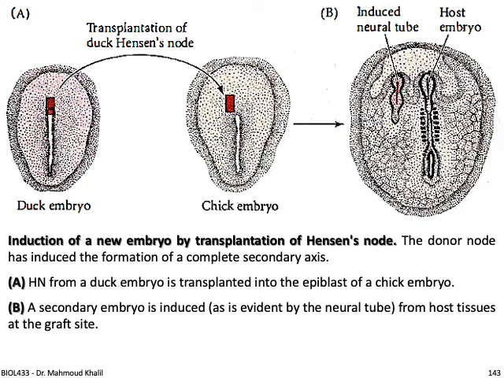In another experiment, they transplanted Hensen's node from a duck embryo into a region in the chick embryo. It's not the corresponding region, it's just another region in the epiblast. These transplanted Hensen's nodes induce the formation of another neural tube beside the host embryo. So you can induce a new embryo by transplantation of Hensen's node. Hensen's node from the duck embryo is transplanted to the epiblast of the chick embryo. As you see from the third figure, a secondary embryo is induced, as evident because a neural tube has been formed.